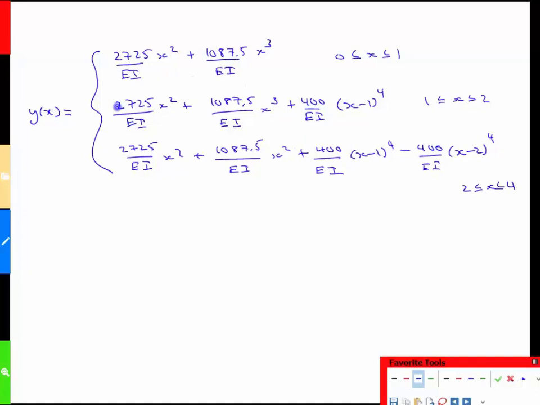With all this information, we can actually graph the shape of this beam under this load and predict the deflection that's going to occur.